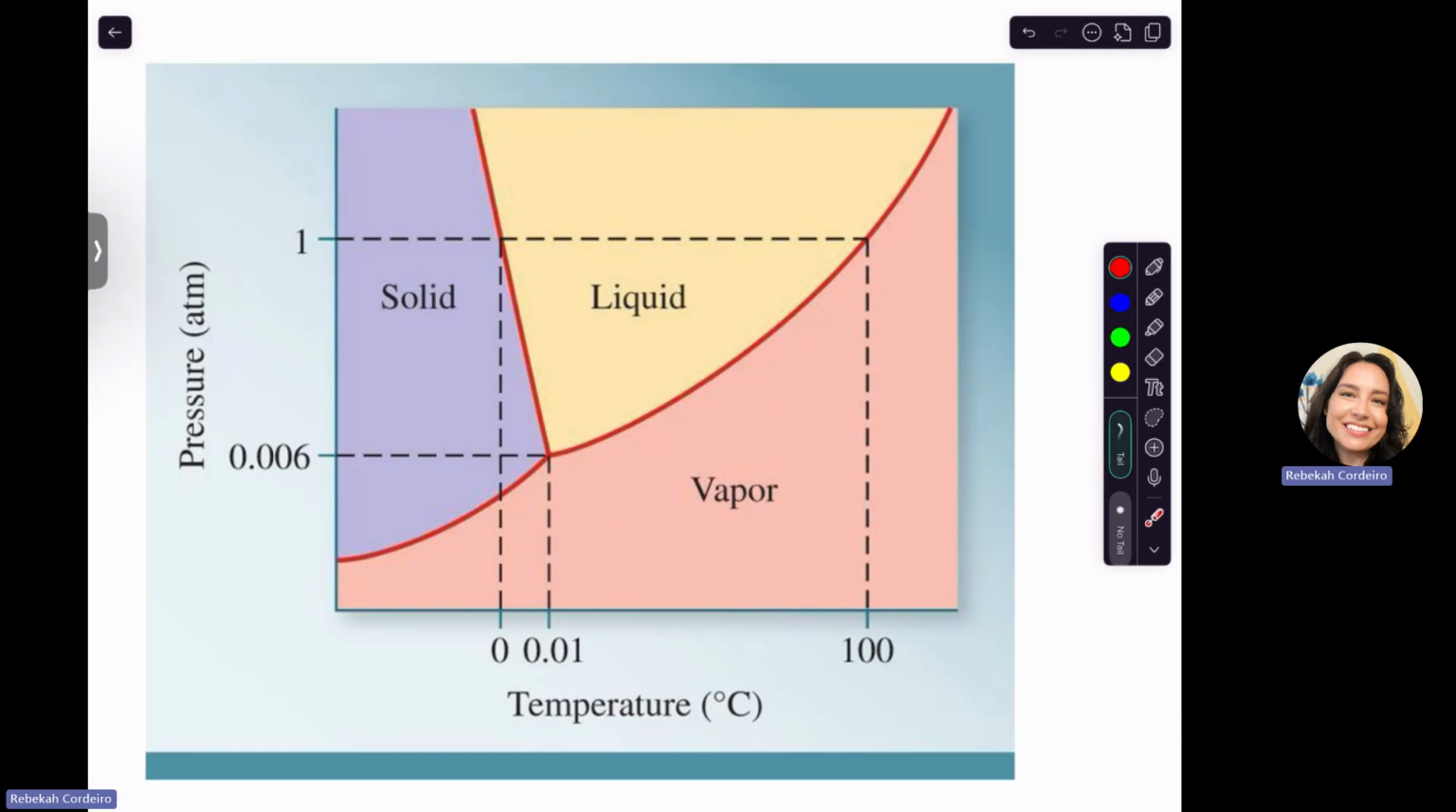Water is the opposite. If we have a liquid here and we increase pressure, it's going to stay liquid. But if we have a solid at this point here and we increase pressure, it would turn into a liquid. This is how we're able to ice skate, right? We put pressure on ice and it turns into a liquid, so we're able to glide.